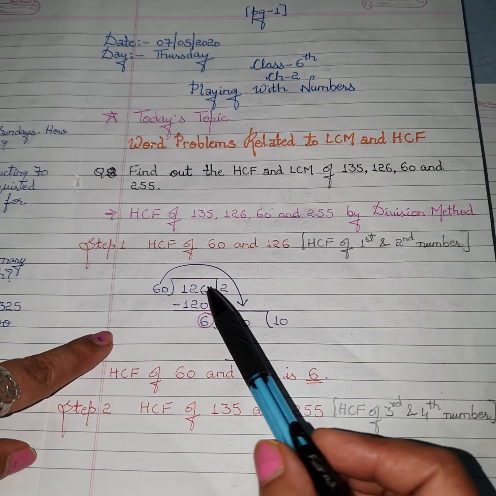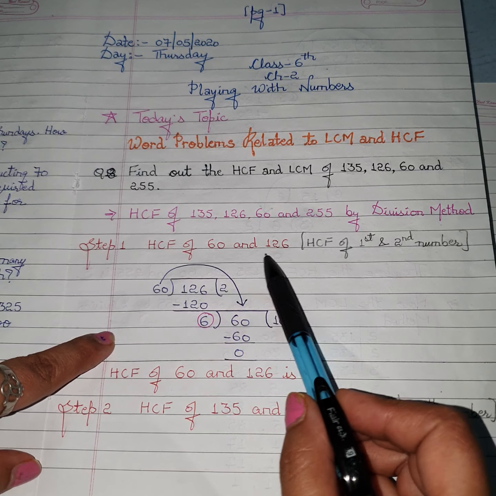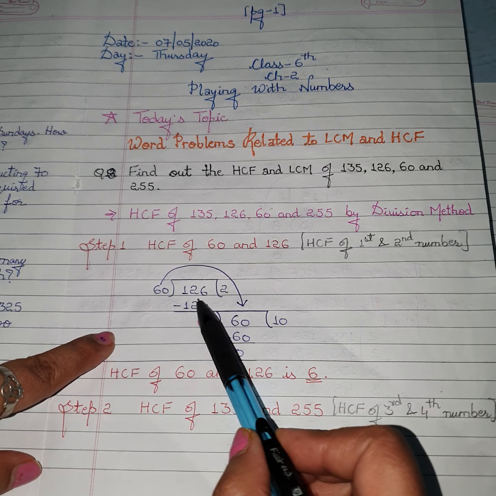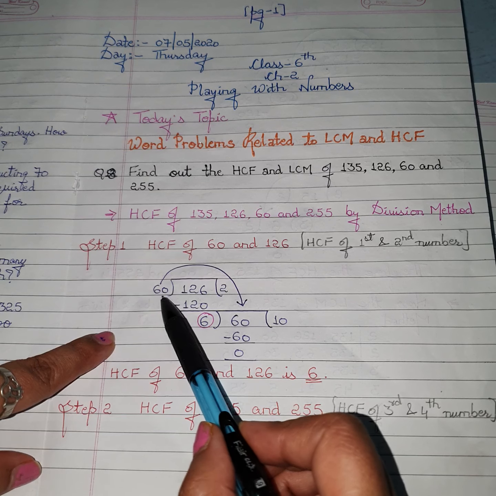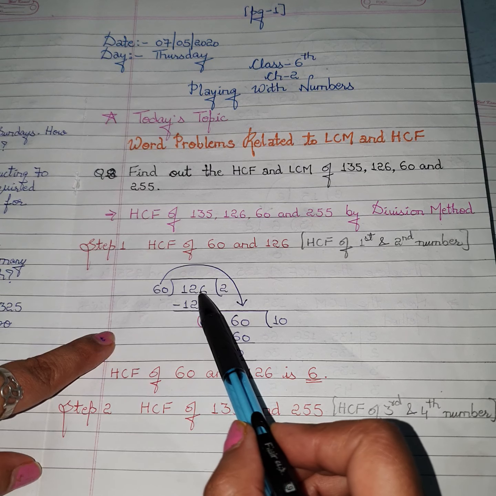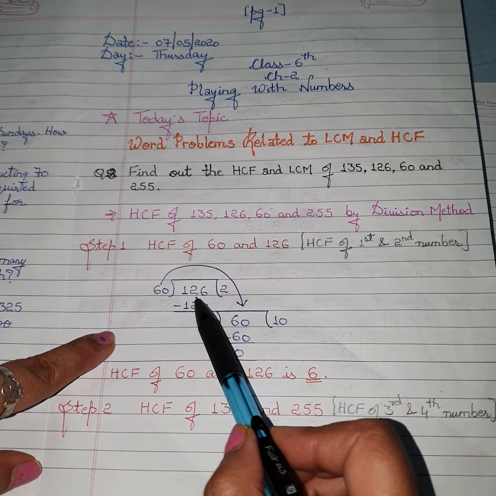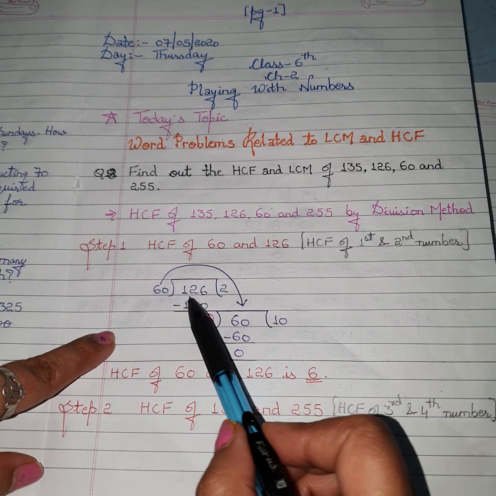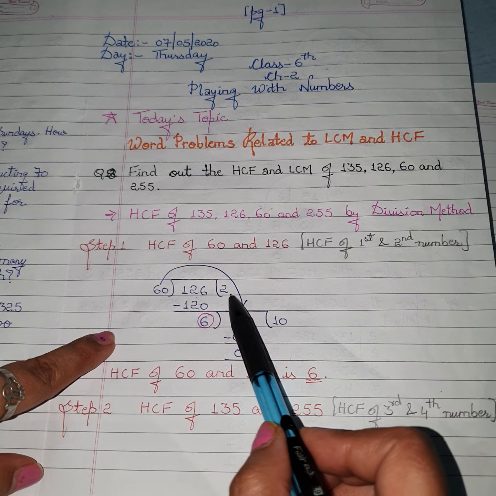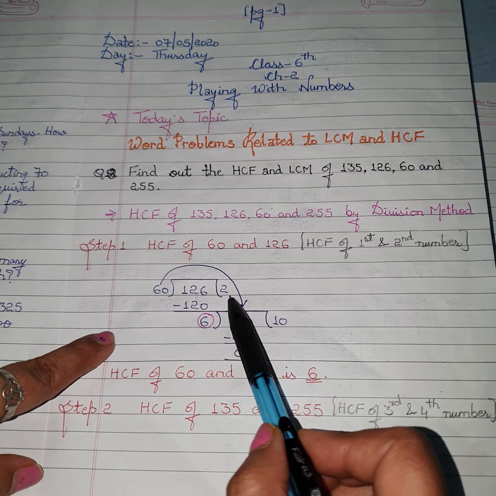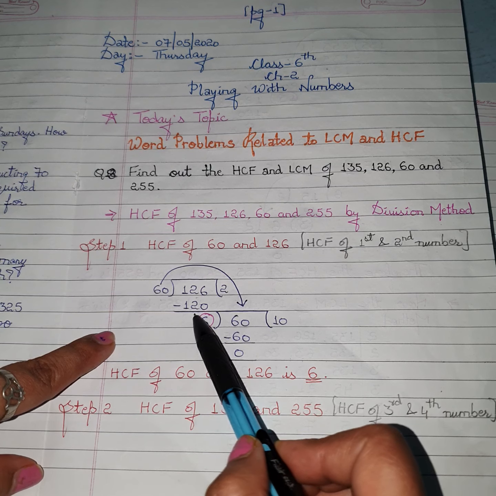Okay, so make the division format, put this 126 inside the division format and 60 outside the division format. Then you have to see whether 126 comes in the table of 60 or not. No, in the table of 60, 126 doesn't come, so we will take a number smaller than 126. So it comes 120 and it comes 2 times. So here we will write 2 and here we will write 120.